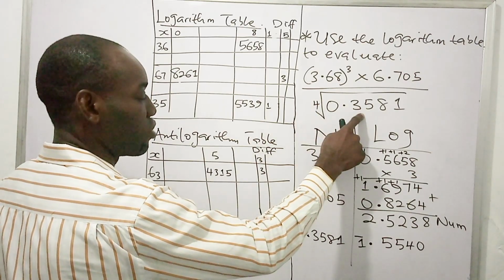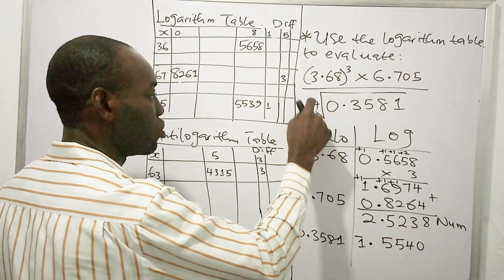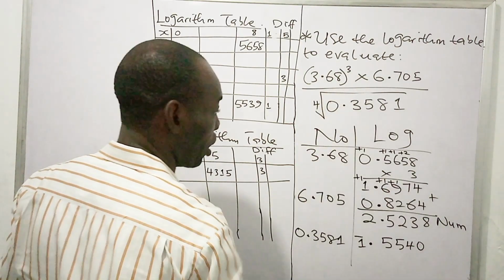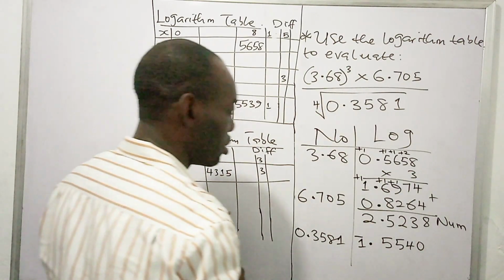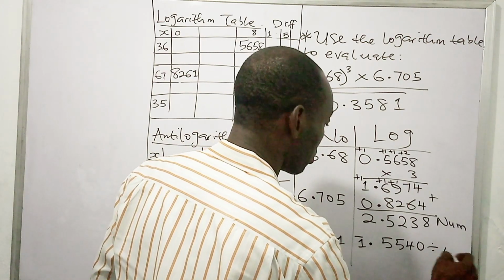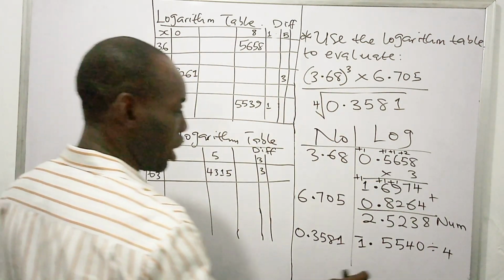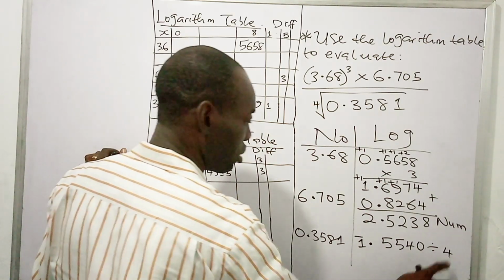Now, but what we have here, we also have the fourth root of this. And when you have root, it simply means you should divide. But when you have power, it simply means you should multiply. So that means we're going to divide this number now by the root number there, which is 4. Now the challenge here will be, how do I divide the bar 1 by 4?